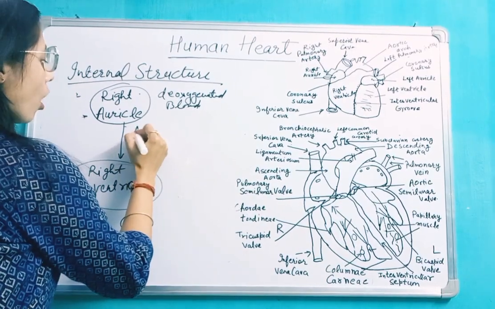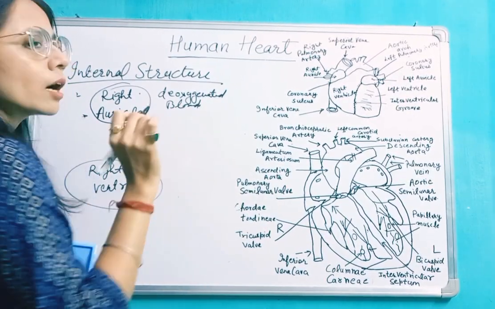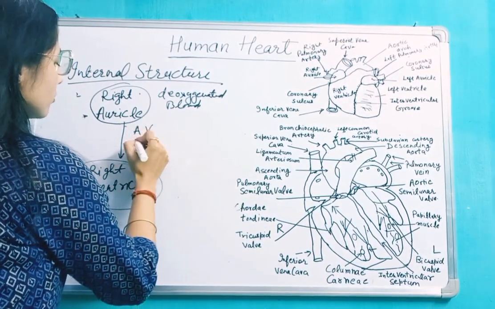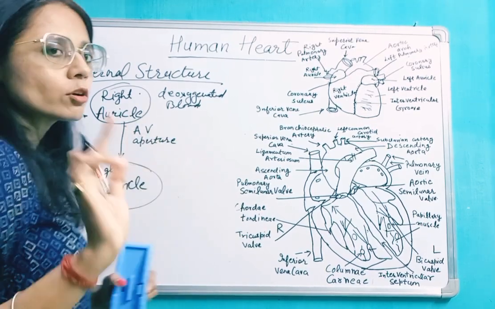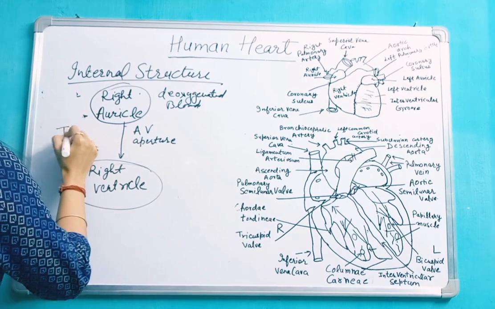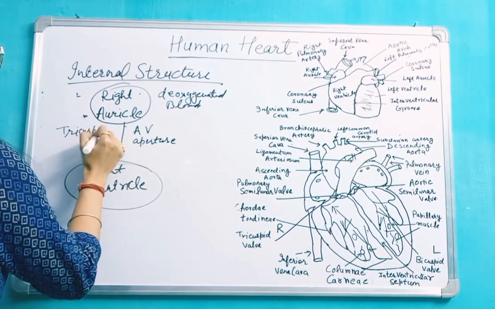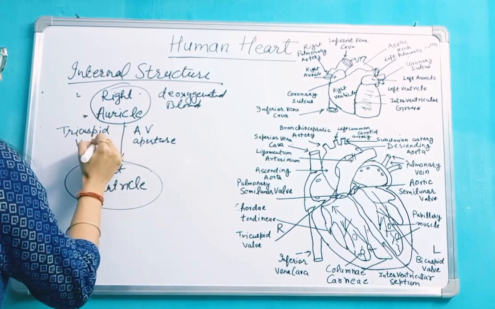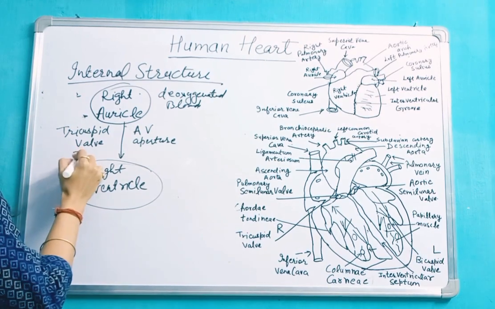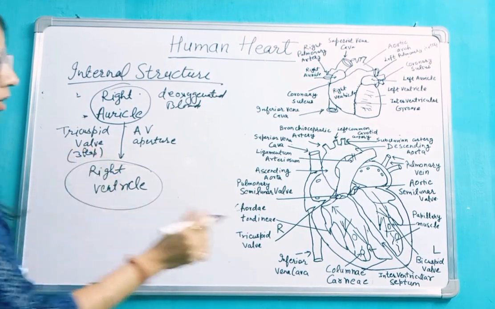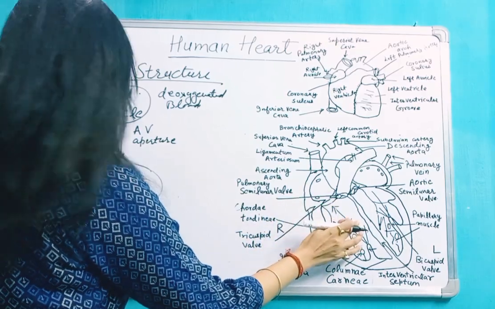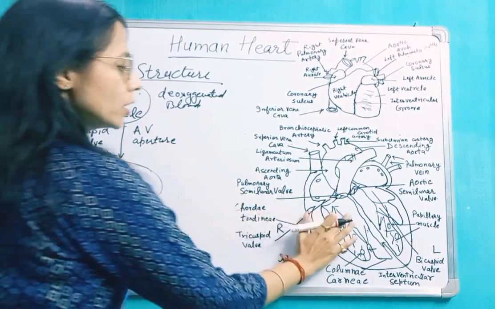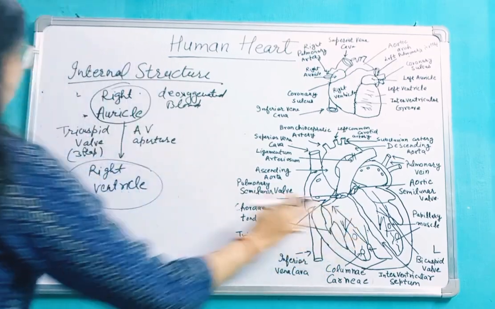कैसे? By auriculoventricular aperture. In short, we call AV aperture, and at the base of this aperture we have tricuspid valve, जो कि 3 flaps है जिसके. ठीक है, यहाँ पे. So through this it passes and goes towards your right ventricle. It goes and reaches your right ventricle.